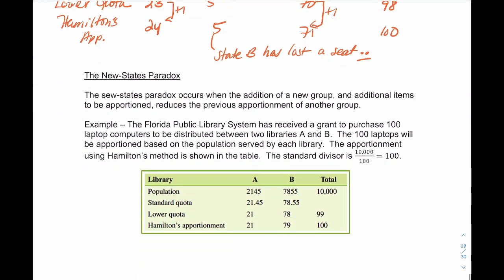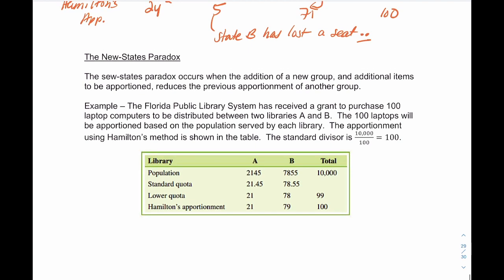Okay, the last paradox we're going to talk about again refers to Hamilton's method for apportionment. It's called the new states paradox. This paradox occurs when the addition of a new group and additional items to be apportioned reduces the previous apportionment of another group.